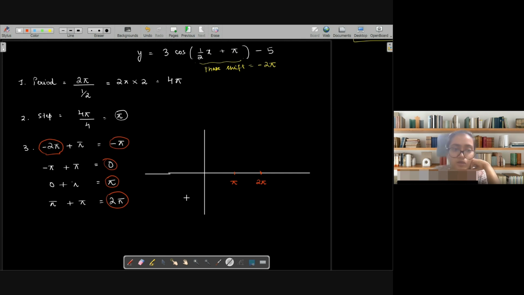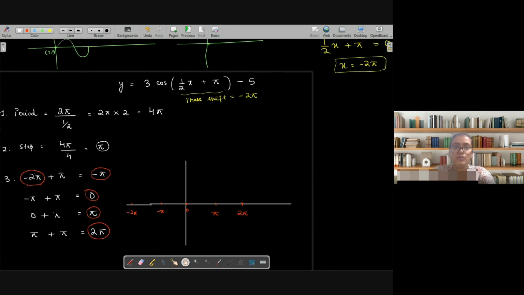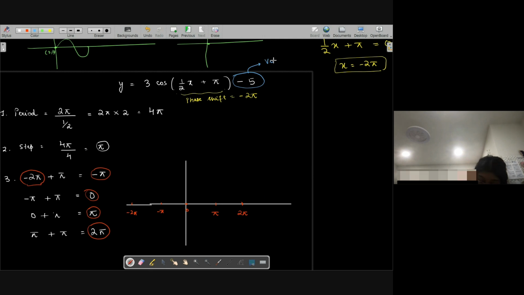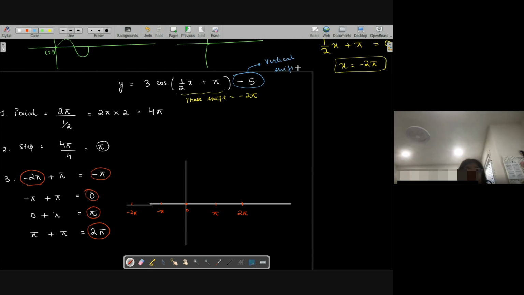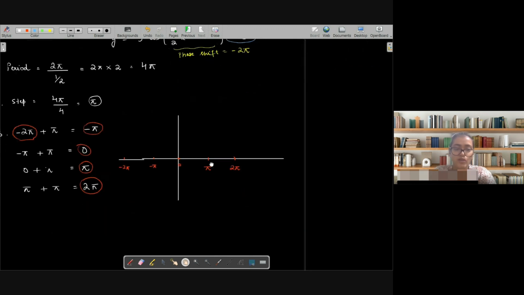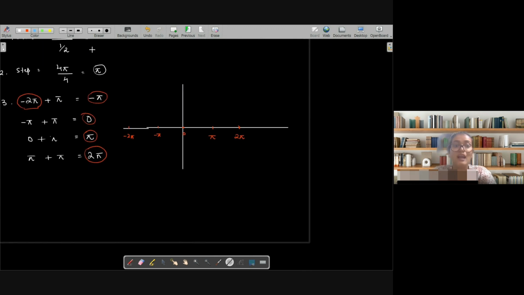Okay. So we have already plotted 2 pi. Here is 0. Then negative pi, negative 2 pi. Okay, so far so good. Now the phase shift is taken care of. Now, as you said, this negative 5 will shift the graph down. Vertical shift of negative 5. So the entire graph will shift down by 5 units.